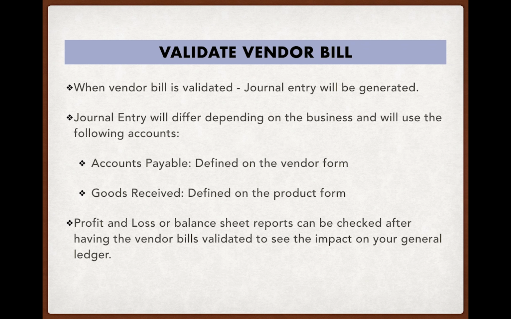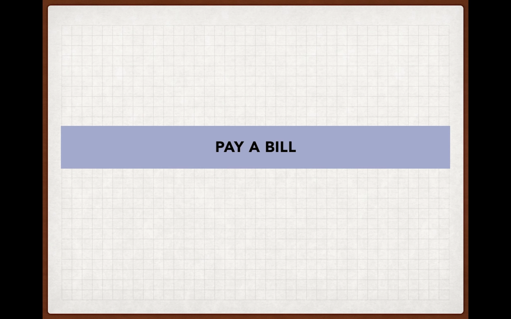Validate the vendor bill. Once the vendor bill is validated, a journal entry will be generated based on the configuration on the invoice. This journal entry may differ depending on the business. For example, the journal entry will use the following accounts. Accounts payable, defined on the vendor form. Goods received, defined on the product form. You can check your profit and loss or the balance sheet reports after having validated a couple of vendor bills to see the impact on your general ledger.